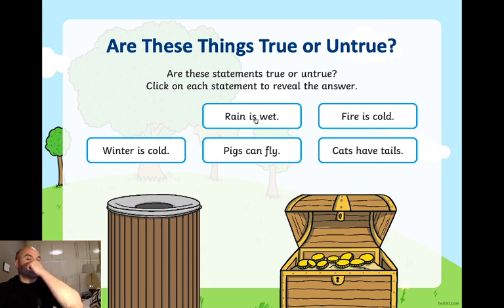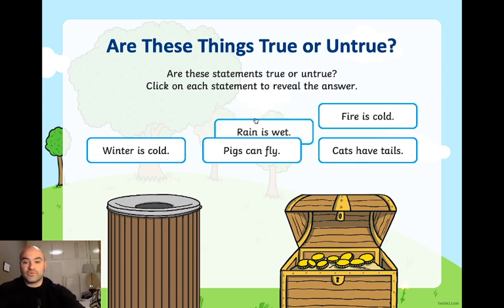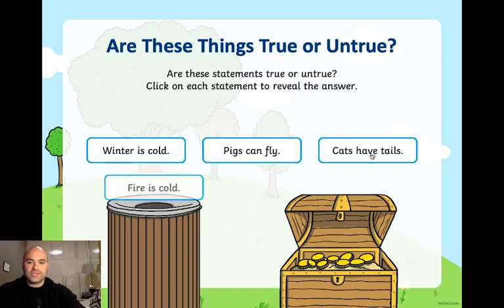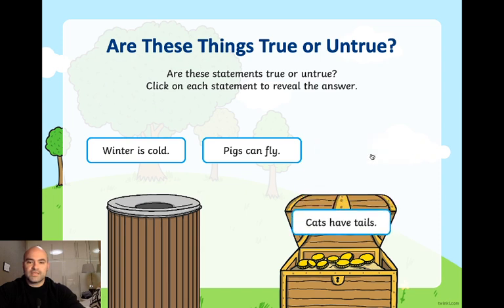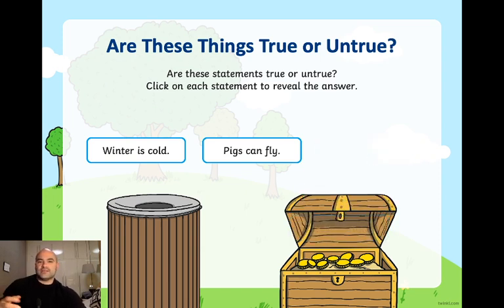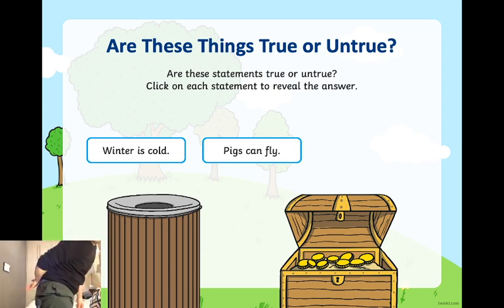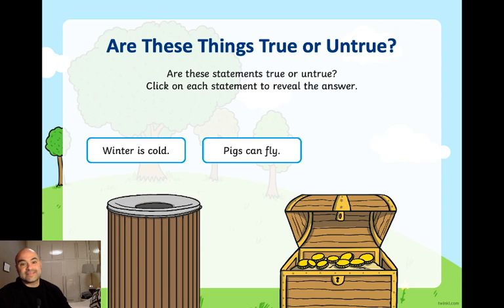Rain is wet. Is it a truth or a lie? It is truth. So that goes to the treasure chest. Fire is cold. You guys know that that is a lie. To the trash can. Cats have tails. That is true. So that's going to go to the treasure chest. Cat has a tail.